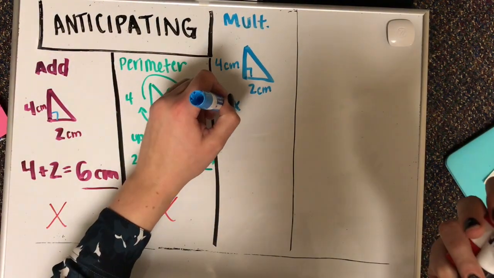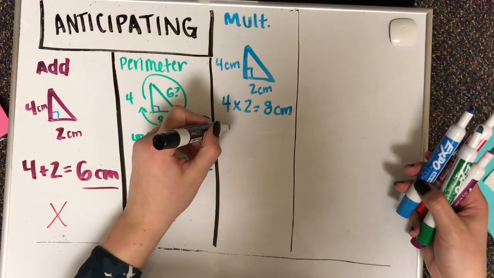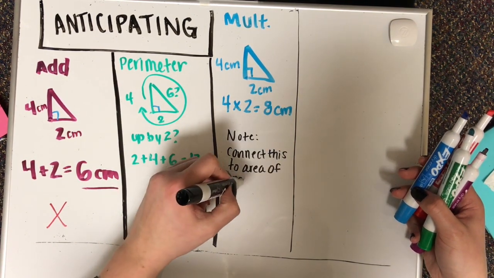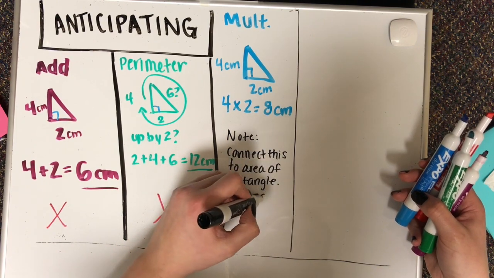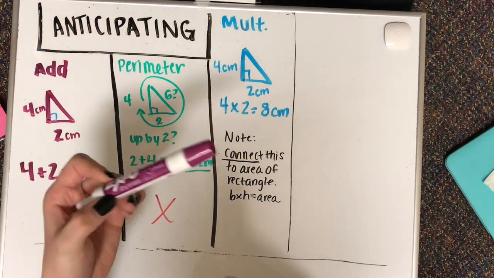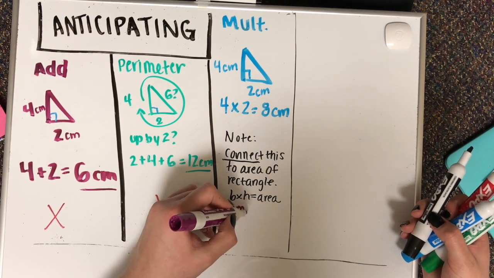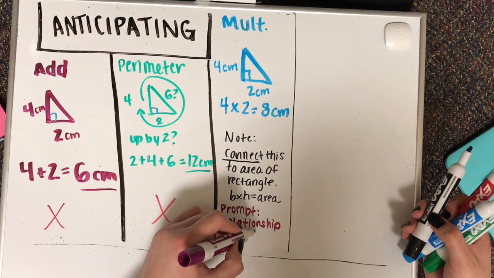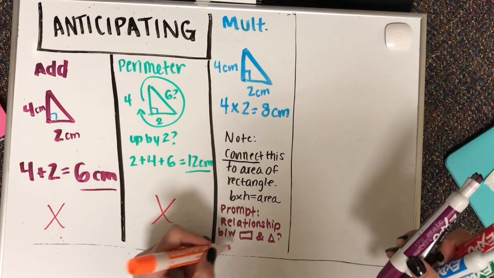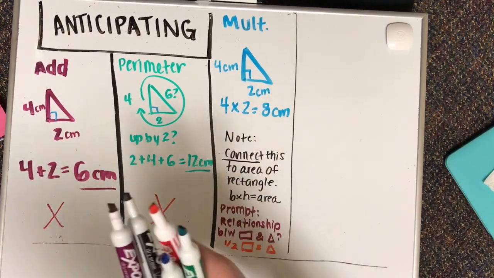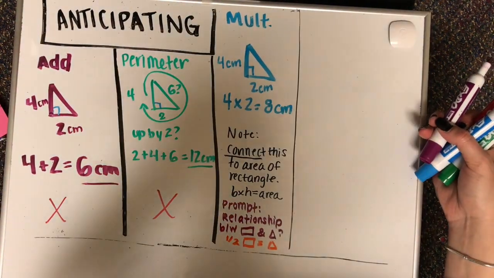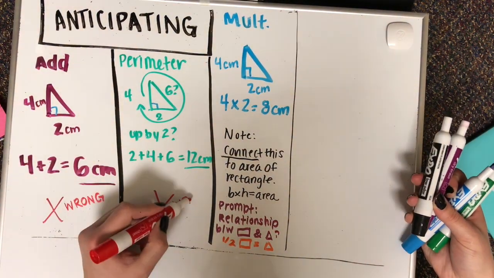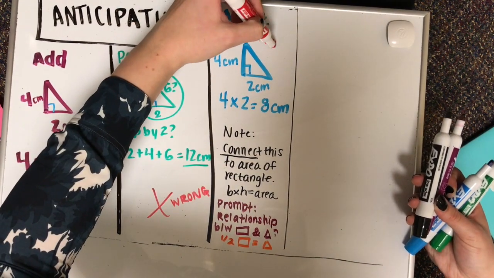The third one I anticipated was them multiplying 2 times 4 without thinking about the triangle, instead of a square. So when you are selecting and sequencing, which we'll get to, having that connect to the area of the rectangle, which is base times height, and prompting students, if they are doing this, to think about the relationship between a square or a rectangle and a triangle, and getting them to come to the conclusion themselves that half of a square is a triangle.